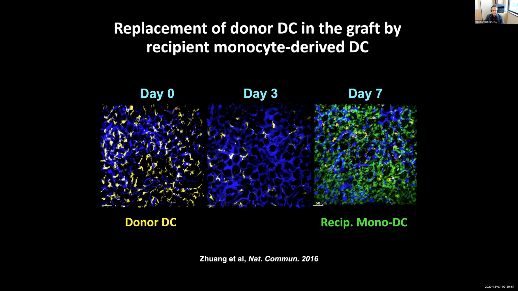This is before transplantation. You can see all these yellow dendritic cells of the donor. And this is showing you a day 3 micrograph of a kidney graft, where you can see occasional green cells appearing, and then the yellow cells disappearing. And by day 7, you can see heavy infiltration with recipient-derived mono-DCs.